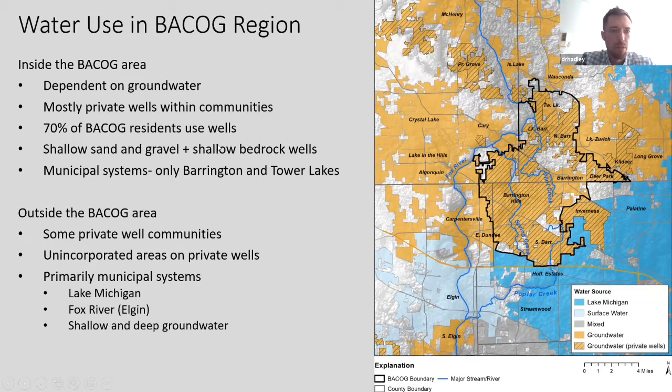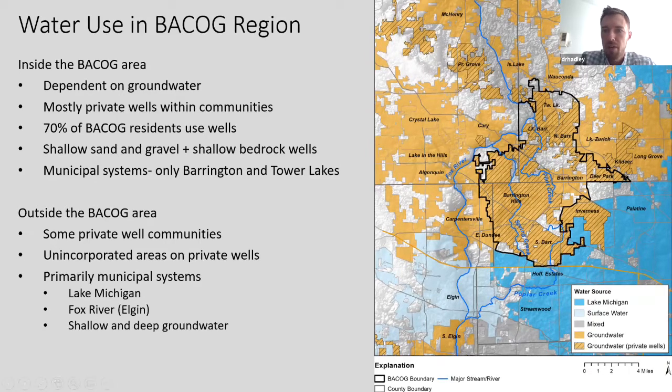And Janet and Tomas in the GIS department did an analysis of how many private wells were in the area, and they estimated that around 70% of BACOG residents actually use private wells. So Barrington and Tower Lake are essentially the only two towns in BACOG that have central water systems.